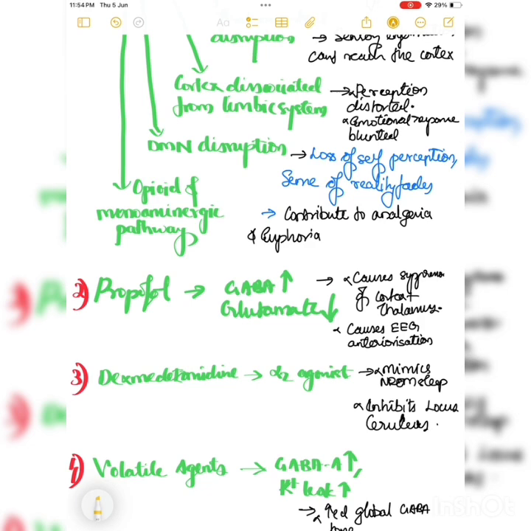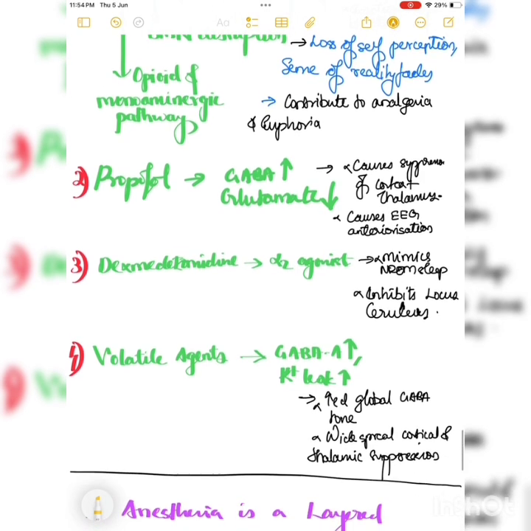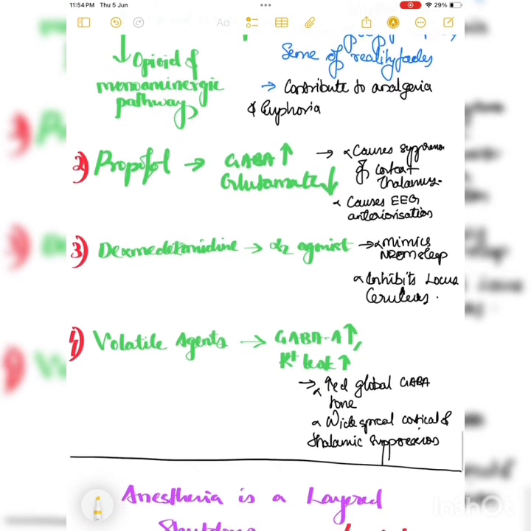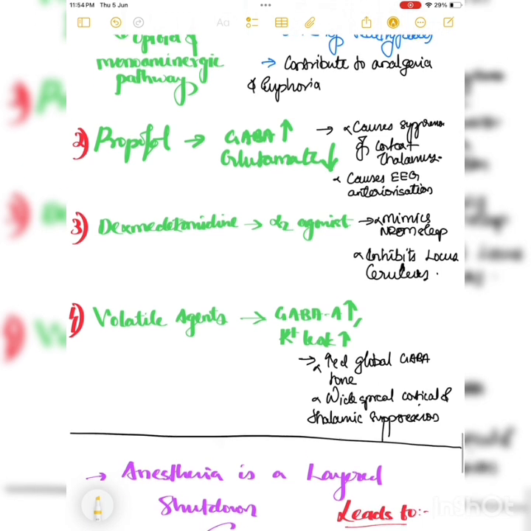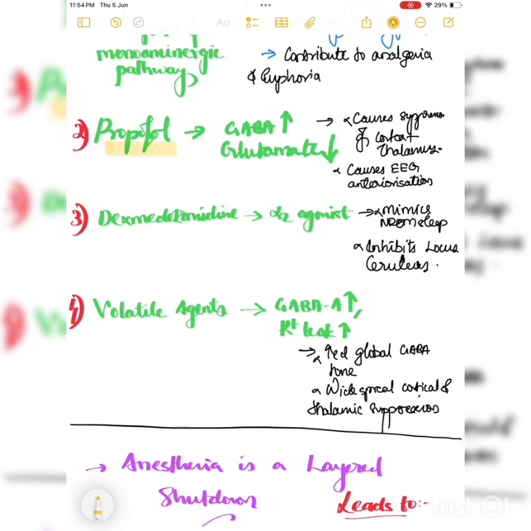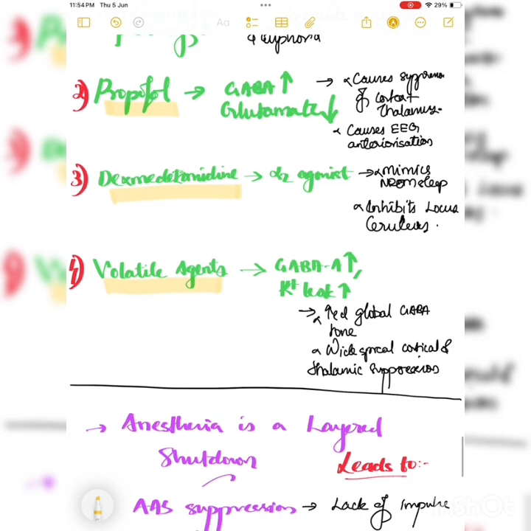So quickly seeing other drugs, propofol: increase in GABA and decrease in glutamate activity leads to suppression of cortex and thalamus, causes EEG anteriorization. Dexmedetomidine, which is an alpha-2 agonist, will mimic NREM sleep. It will inhibit the locus coeruleus also. Volatile agents: GABA A is increased and potassium leak is increased. There are 2-pore potassium channels, which will lead to increased global GABA tone and widespread cortical and thalamic suppression.